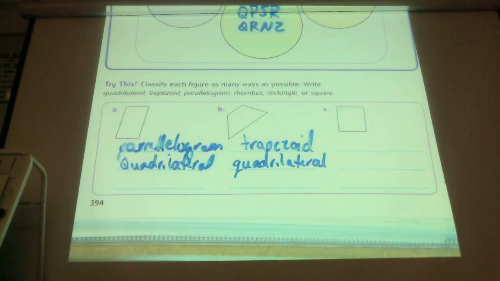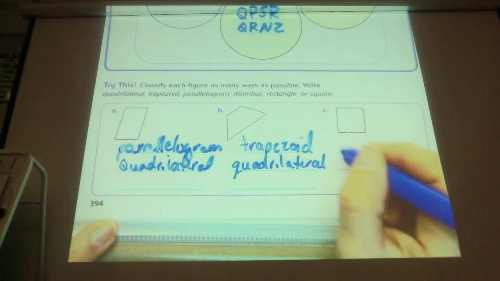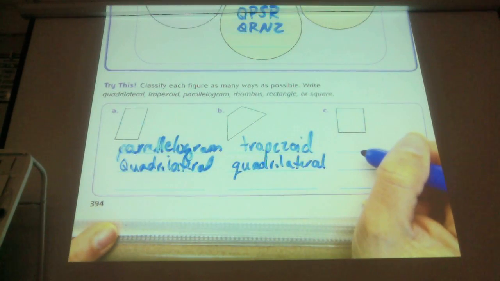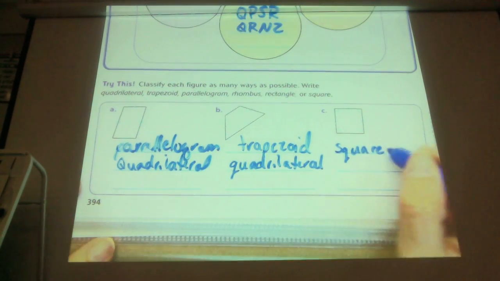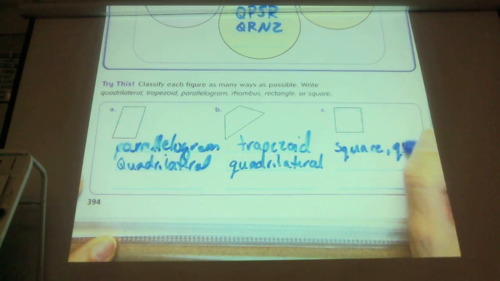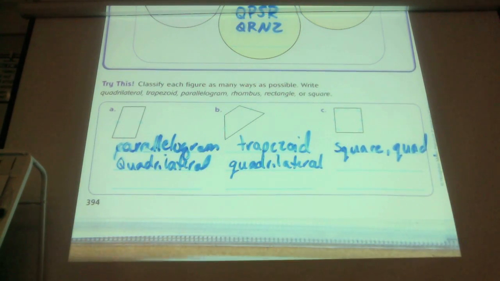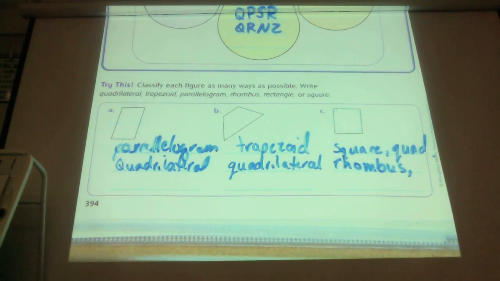All right, C. Make sure you get all the classifications. I'd like to try with their first classification for figure C. Square. How many of you would like to agree with Antonio? Quadrilateral. It does have four sides. I'm just going to put quad because I'm running out of room. Okay, and we have more? Horace, what'd you get? A rhombus. How many of you agree with Horace? Any other classifications, or are we done?